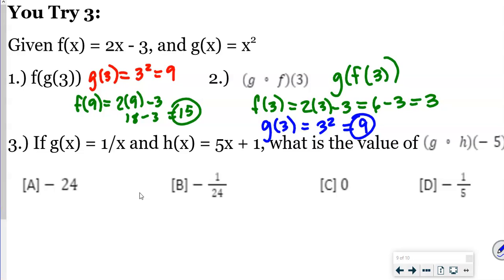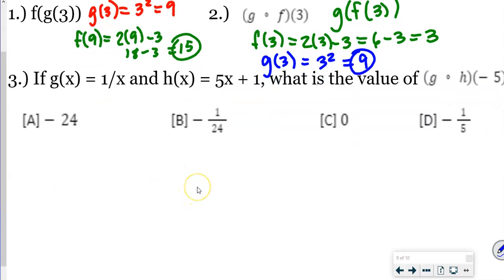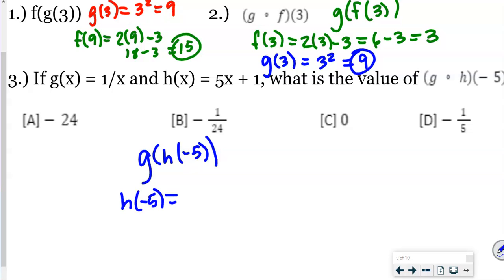Pause the video, come back to me when you're done. So this one, again, I'm going to rewrite it down here. G of h of negative 5. So I'm going to do h of negative 5. That's going to be 5 times negative 5 plus 1. That's negative 25 plus 1.